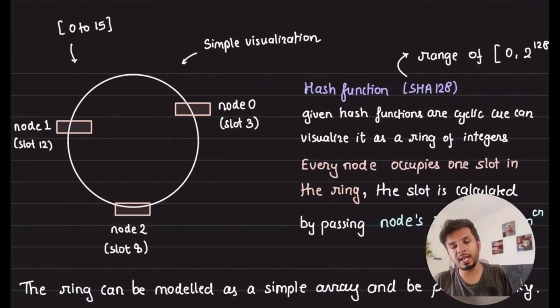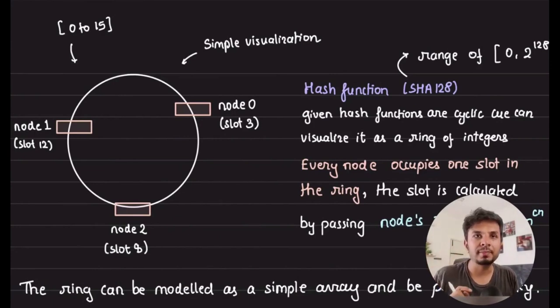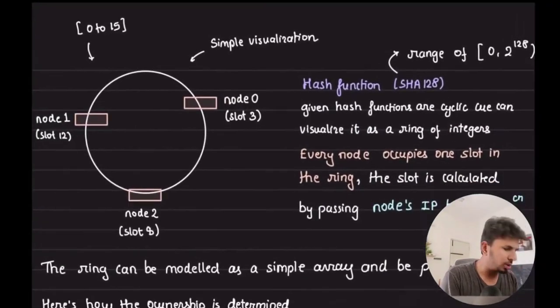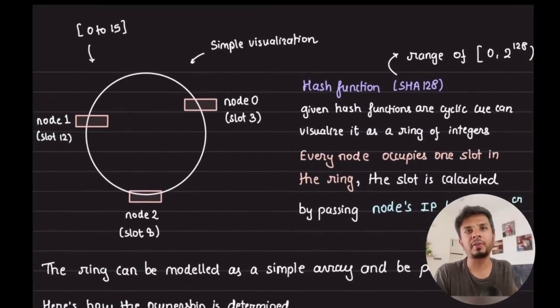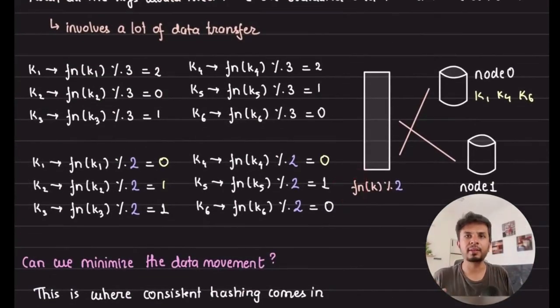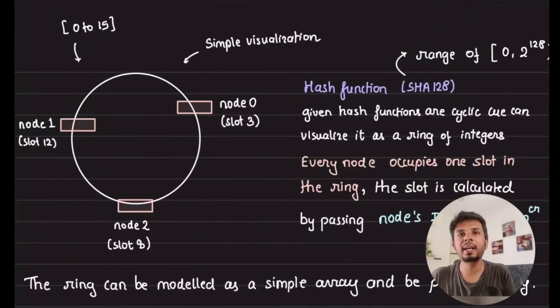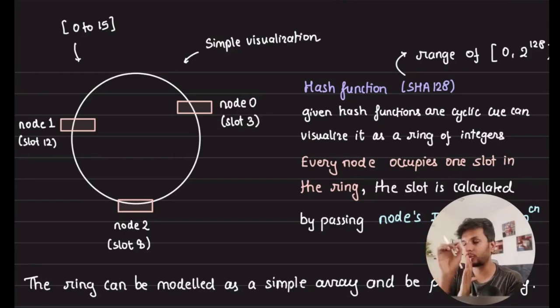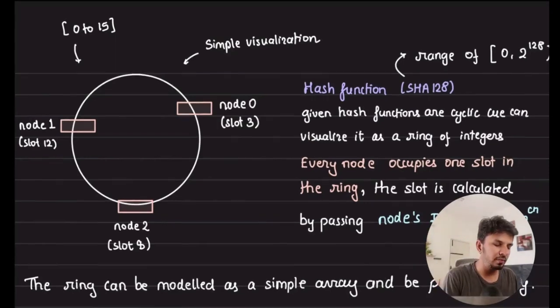Now, a very popular way to look at consistent hashing is as a ring. The implementation we'll talk about in 2 minutes. First, we use a hash function, the same one we saw before. Let's say we use SHA-128. It takes any key, passes it through the hash function, and generates a 128-bit representation, so the range is 0 to 2 raised to power 128 minus 1. That is a huge range.